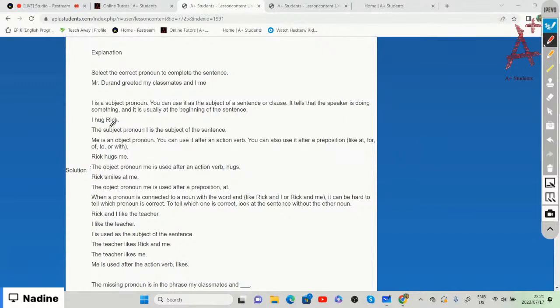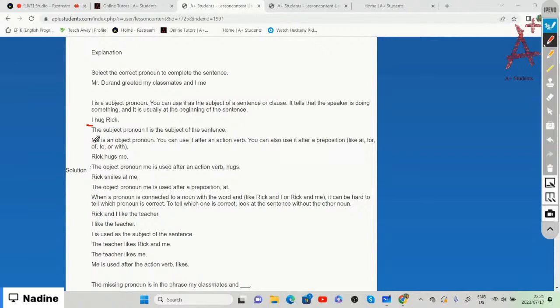All right. And we have an example. I hug Rick, right? So I is the subject pronoun within the sentence, followed by the action that I does. So I, subject pronoun, hug is the action that the subject is doing, or the speaker is doing, right? So the subject pronoun I is the subject of the sentence. So it can be the subject of the sentence or the subject of the clause, right?